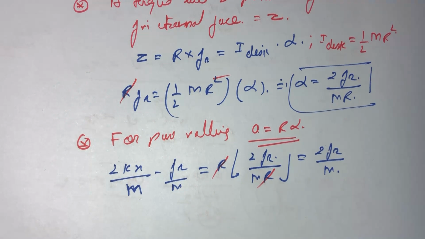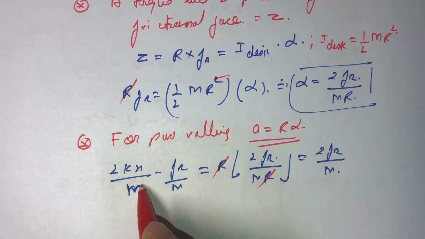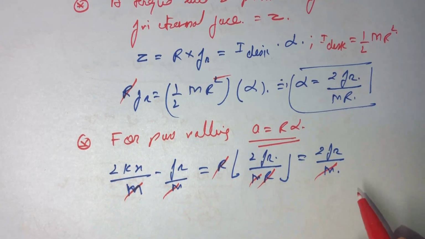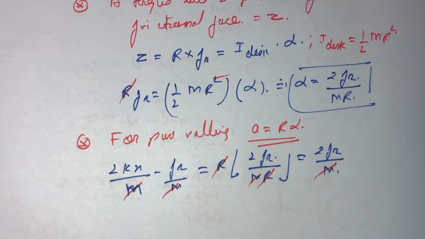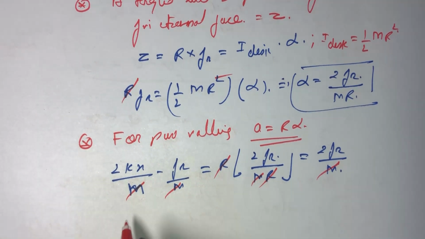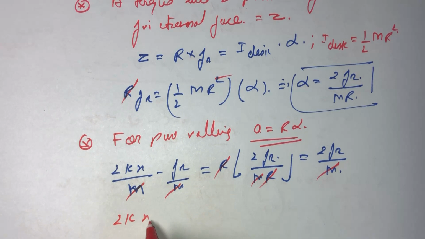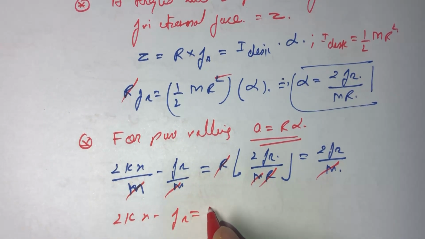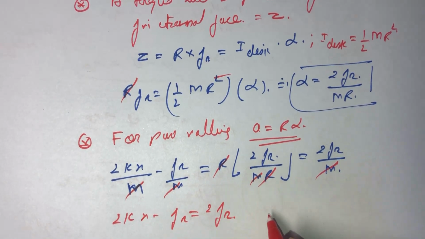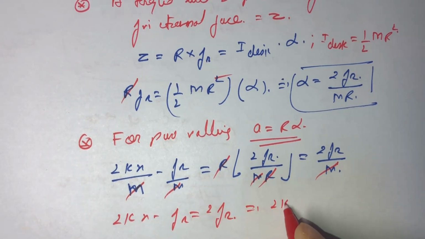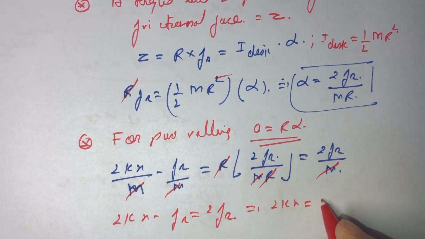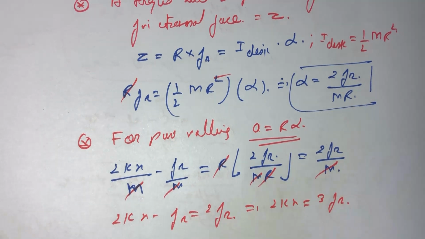Here m also cancels out entirely. So this m goes away, and we are left with 2kx minus Fr is equal to 2Fr, which gives us 2kx is equal to 3Fr.